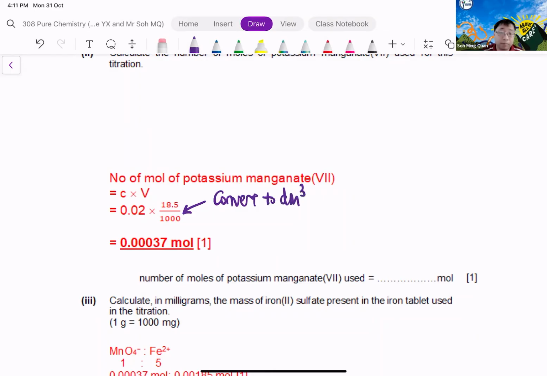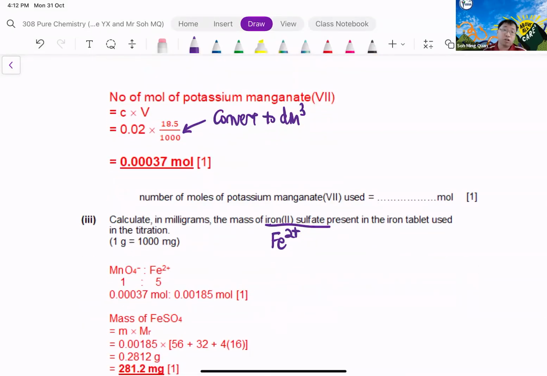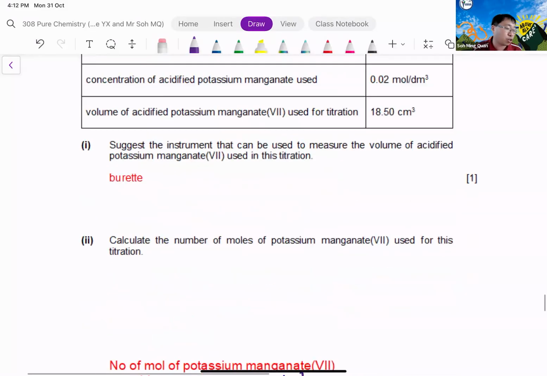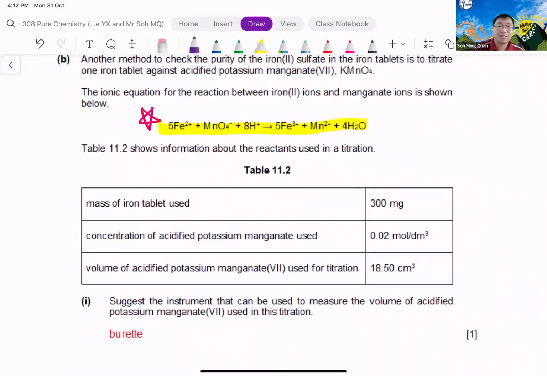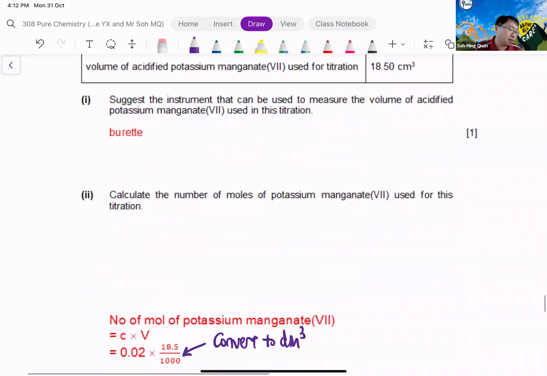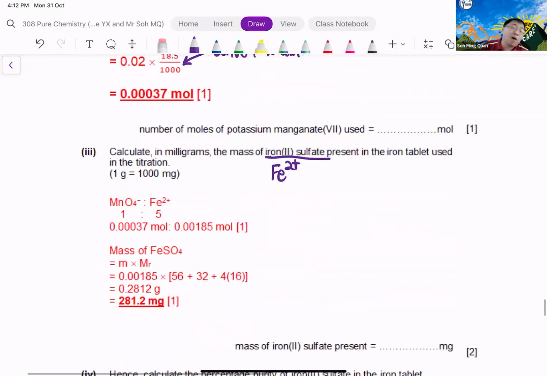This is not a problem. The problem is many of you for part 3 couldn't find a mole ratio. Well, isn't iron 2 sulfate Fe2+ in the question, right? So the mole ratio is 1:5. How do I know it's 1:5? The ionic equation is on the previous page. 5 Fe2+, 1 MnO4-. And so 1:5.